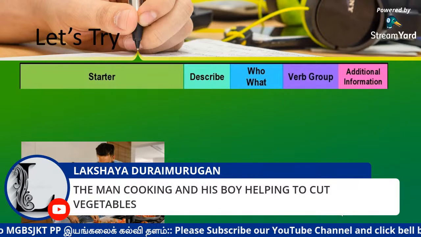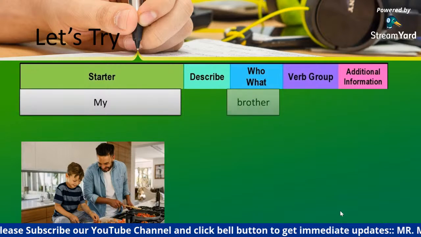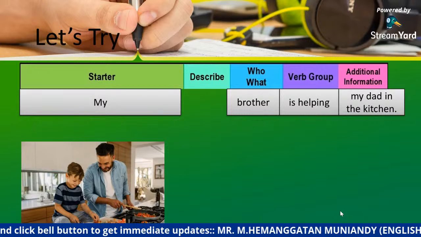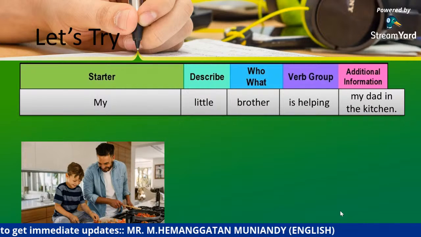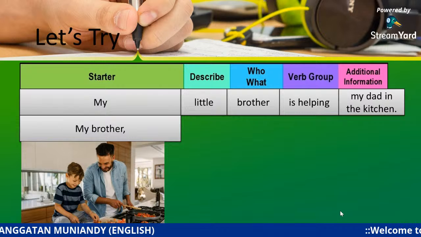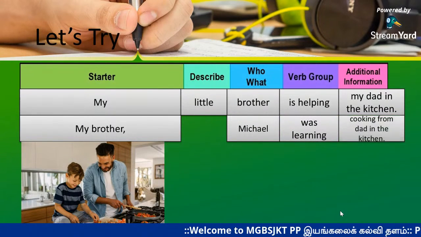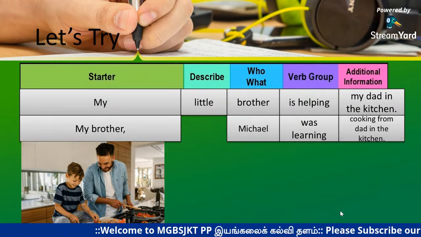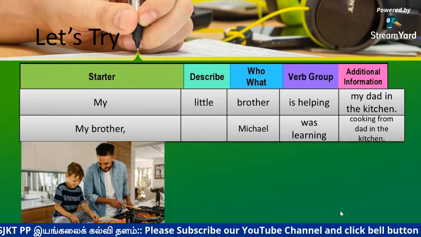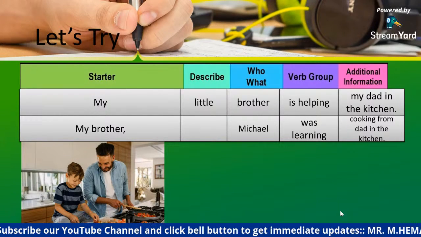Okay? All right. We move on to the sentence. My brother is helping my dad in the kitchen. Which brother? My little brother is helping my dad in the kitchen. Or you can put it this way: my brother Michael was learning cooking from dad in the kitchen. It's quite a lengthy one. Again, do not forget to punctuate.